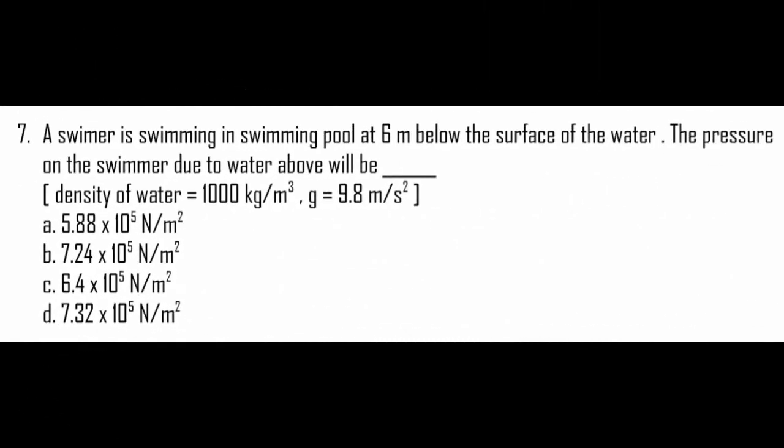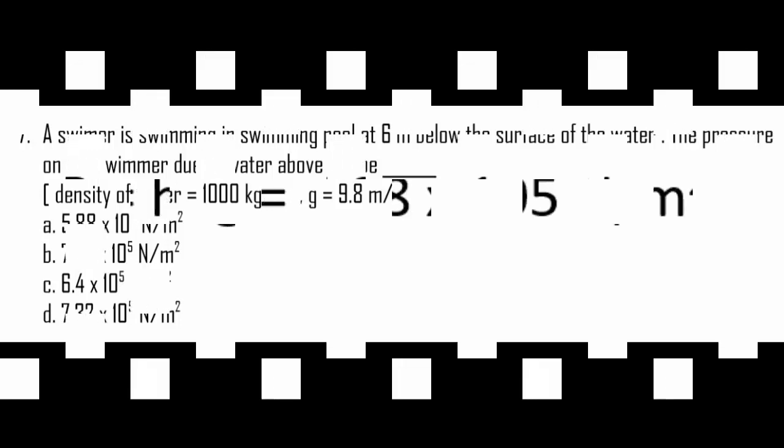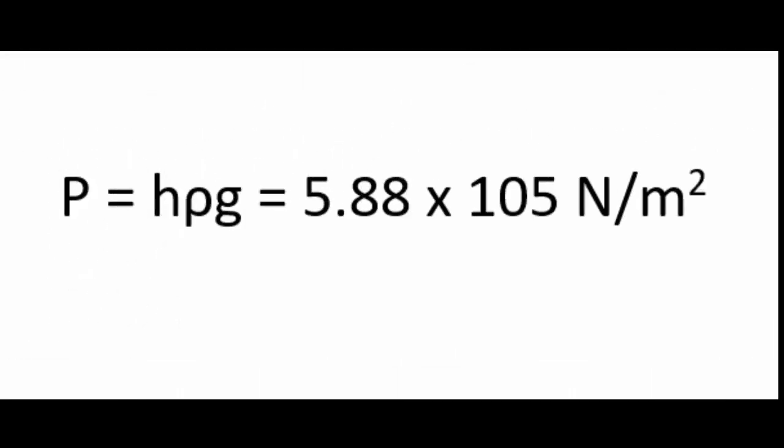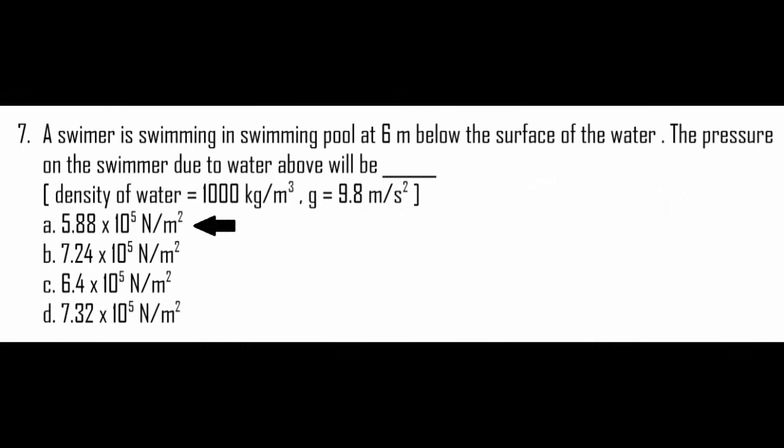Question number 7. A swimmer is swimming in a swimming pool at 6 meters below the surface of the water. The pressure on the swimmer due to water above will be. Now, as I mentioned, the pressure due to liquid column is the product of height of the column, density of the liquid and acceleration due to gravity, that is H rho G. Substituting the values, the answer is 5.88 into 10 raised to 5 Newton per meter square.